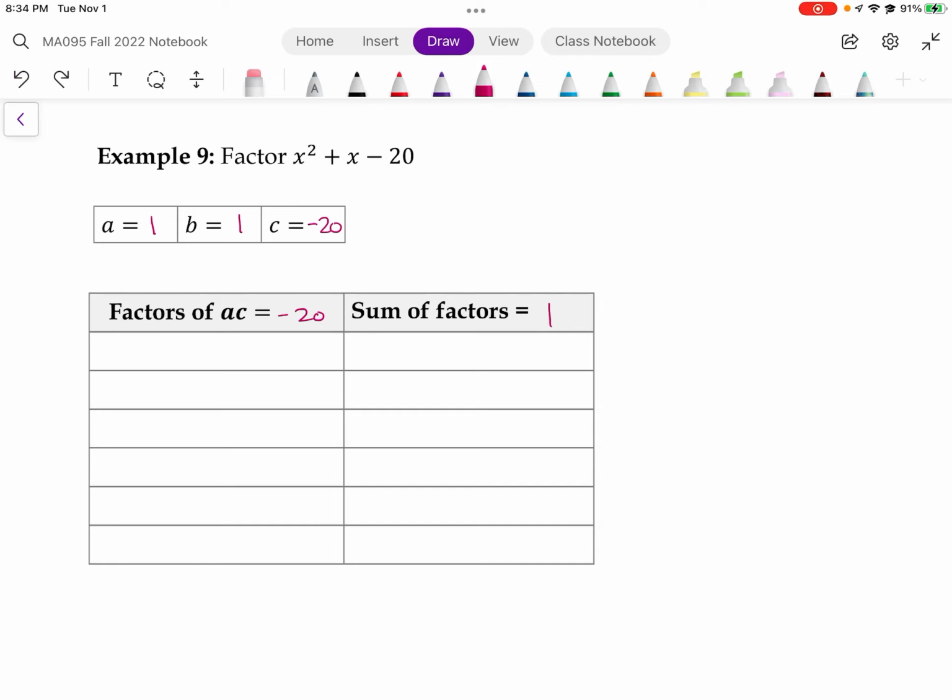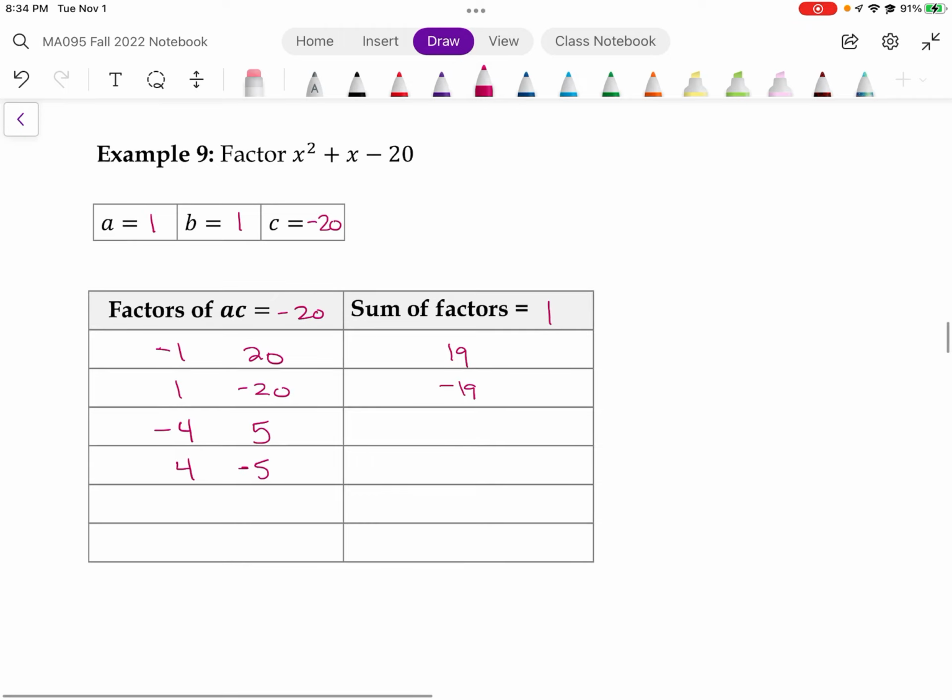All right, so factors of negative 20. Negative 1 and 20, 1 and negative 20. The sum of those is definitely not 1, because we get 19 and negative 19. Okay, so that's not it. Why don't I just erase that? All right, so we've got negative 4 and 5, or 4 and negative 5, are going to make negative 20.